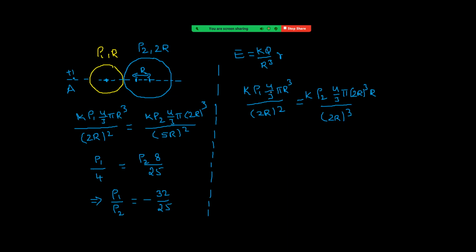Okay. So K gets cancelled, 4 by 3 pi r cube gets cancelled. Remaining is rho 1 by 4 equal to rho 2. We have 2 cube here and 2 cube there, which get cancelled. Remaining is only rho 2, nothing else left. That means rho 1 by rho 2 is equal to 4. So here we got a positive ratio because both must be the same sign, then both will repel or both will attract, and the net value is 0. But in the case of the outside point, one has to attract and the other has to repel. That's why the ratio there has a negative sign.